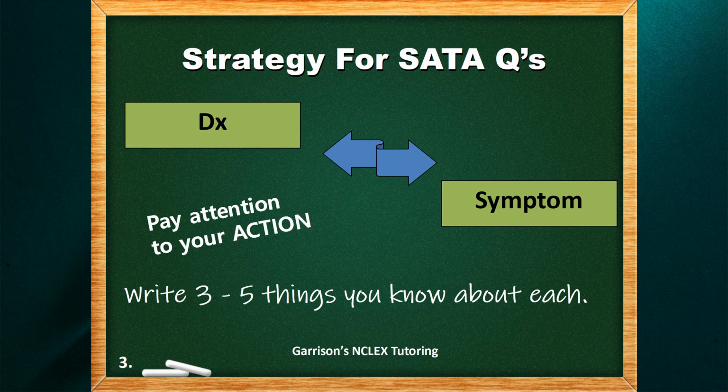And then you could always answer it by writing 3 things about the diagnosis, should the diagnosis be present, write 3 things about the symptom, and then take action, answer the question based on the things that you wrote down about the diagnosis and the symptom. Now, let's get to a question, and I will teach you how to use the clinical judgment model using a couple of questions.